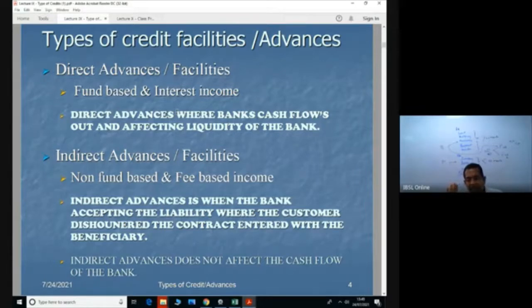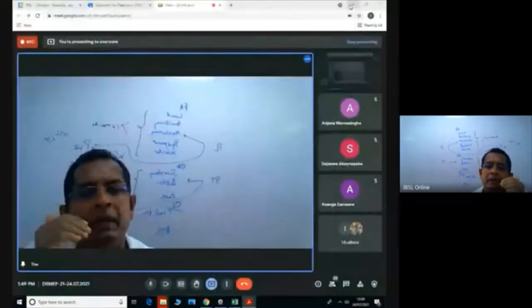That is an indirect facility, like LCs, letters of credit. There also the bank takes a responsibility of paying. It is a conditional agreement to pay. We will look at what it is shortly. So there are indirect facilities and direct facilities. So always you can give a customer direct or indirect facilities. Direct facilities are normally long-term and short-term both, but indirect facilities are normally short-term, right?